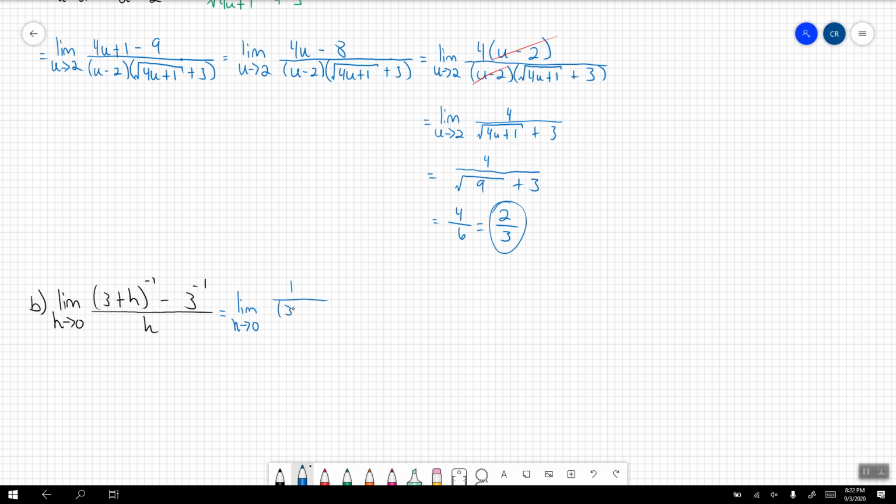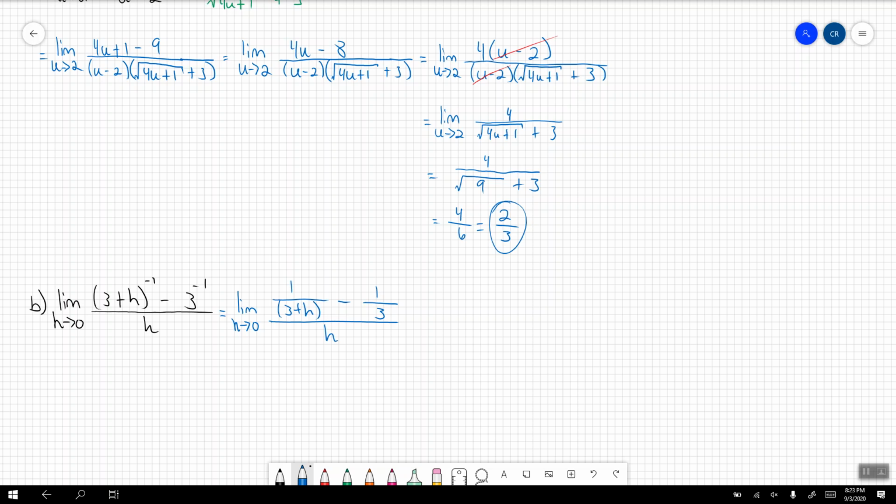This property says that I have 1 divided by the quantity of 3 plus h, which was the first quantity, 3 plus h to the power of negative 1. And then I have plus 1 divided by 3. Not plus, my apologies, minus. There we are, so minus 1 over 3. All of this is then going to be divided by h.